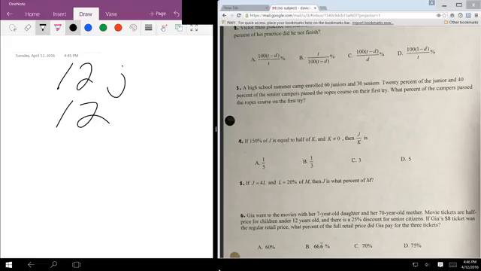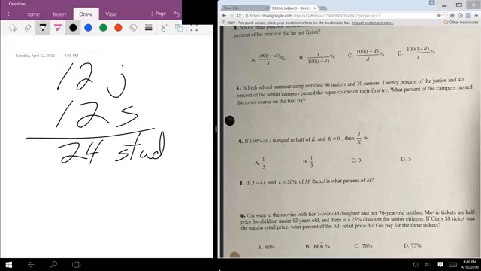12. So that's 24 students passed on the first time. What percent of the campers passed on the first try? Well, how many campers are there total? 90. So it's 24 over 90.